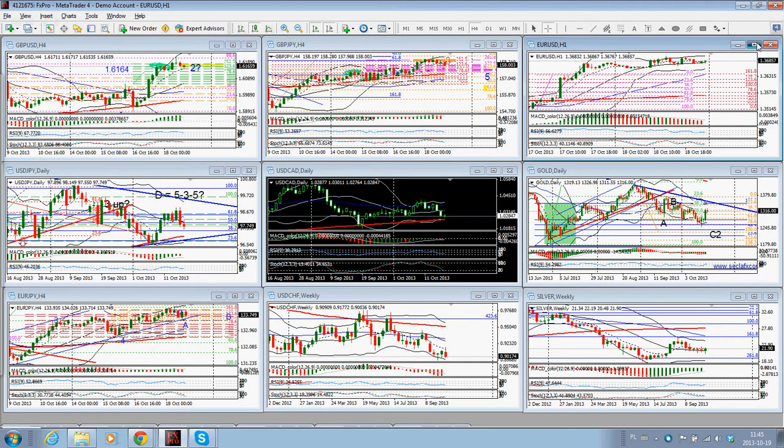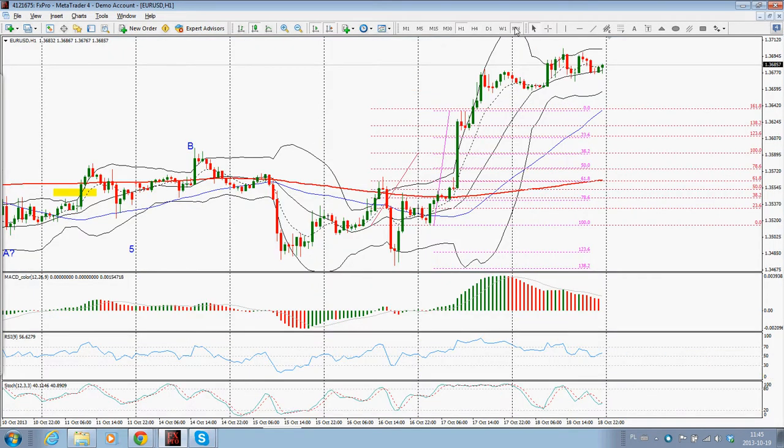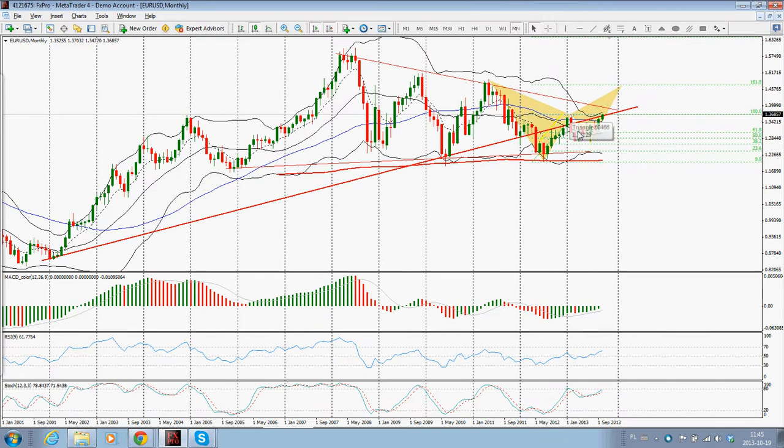Always start as usual with Euro USD. Monthly candle, a monthly chart. As you can see, it looks like it's developing this right arm of this butterfly pattern. Yes? So the target price is around this area. This is the measurement typical for the butterfly pattern. Yes? So the market can reach that level.